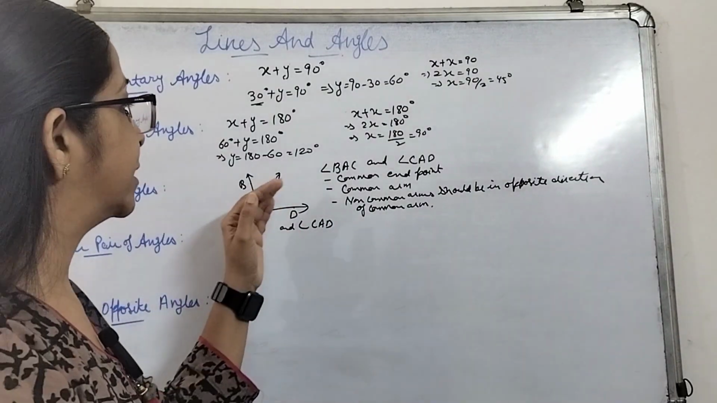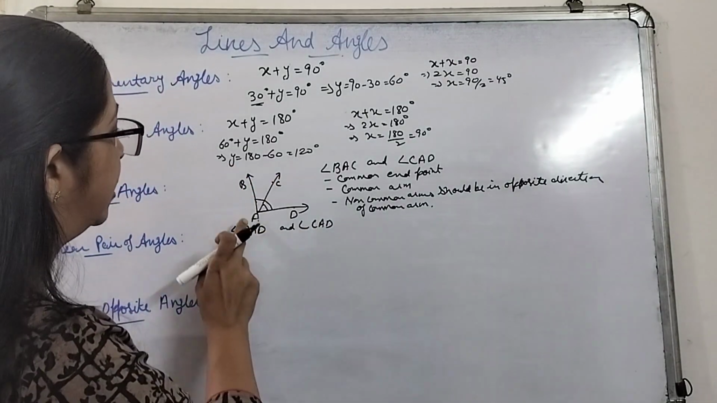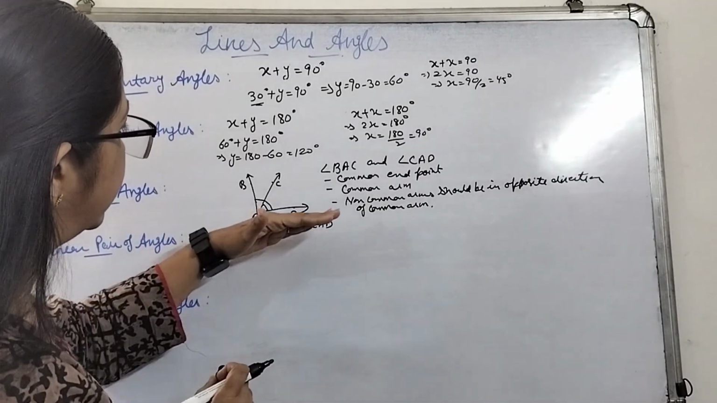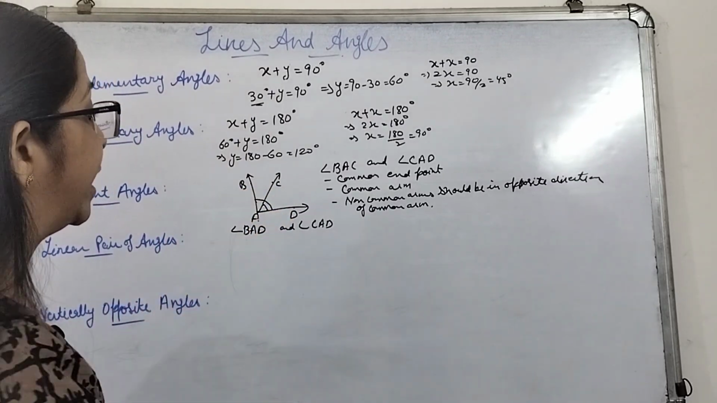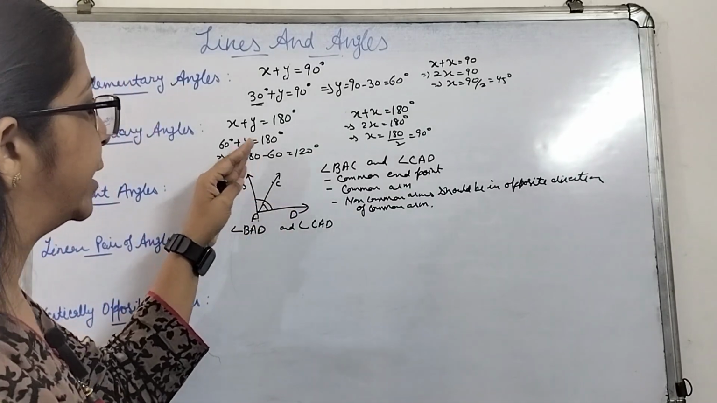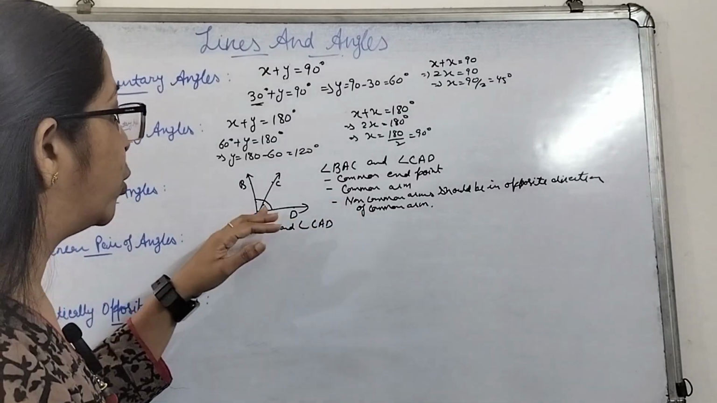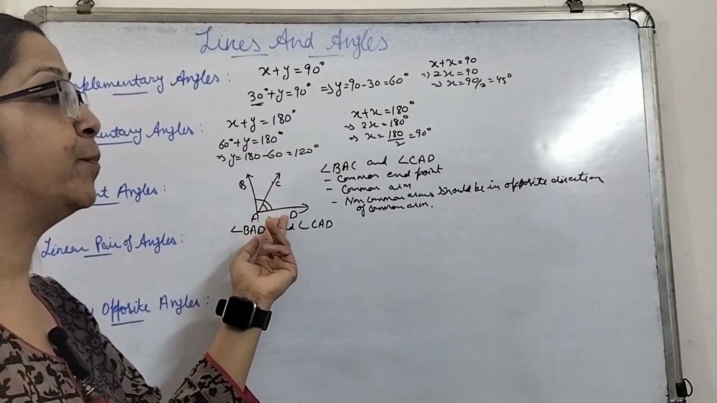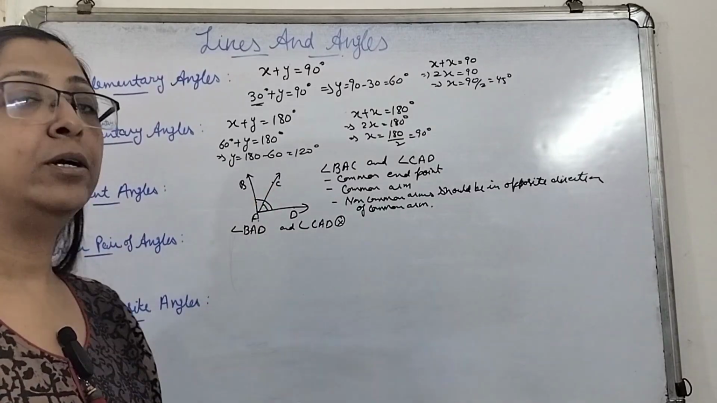Now the third condition is that the non-common arm should be in the opposite direction of the common arm. If I look at the angle BAD, the non-common arm is BA and it is in this direction, towards the anti-clockwise direction of AD. And if I take the angle CAD, then the non-common arm AC is also towards the anti-clockwise direction of AD. That simply means the third condition is not fulfilled. Both the non-common arms of the two angles are in the same direction of the common arm. That's the reason these two are not adjacent angles.